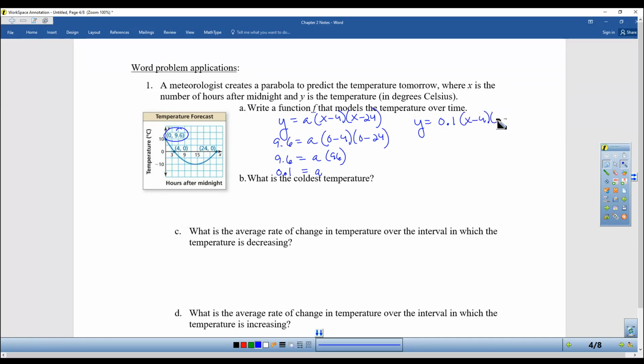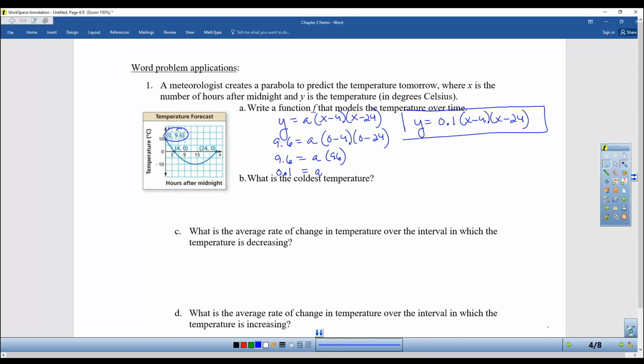X minus 4 times X minus 24. That means if you wanted to know the temperature at any time, if I said f of 1, that would tell you the temperature at 1 in the morning. F of 5 would tell you the temperature at 5 in the morning because it's the number of hours after midnight.